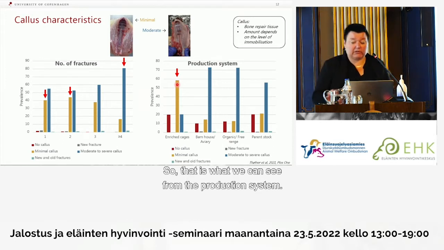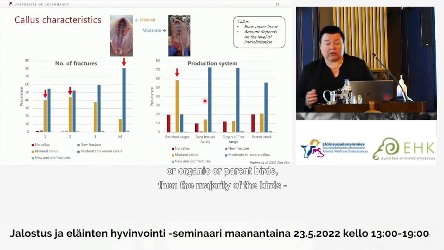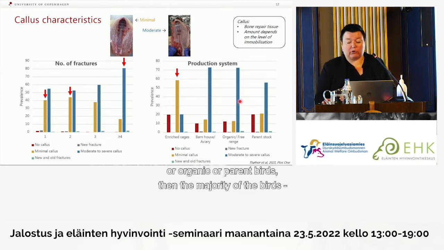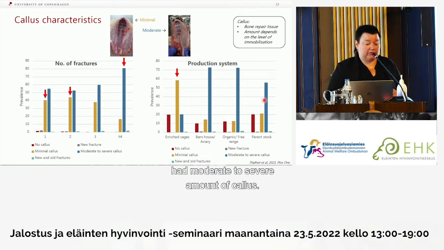So that is what we can see from the production system. And then we could see that regardless of whether they were barn-housed, organic or parent birds, the majority of the birds had a moderate to severe amount of callus.